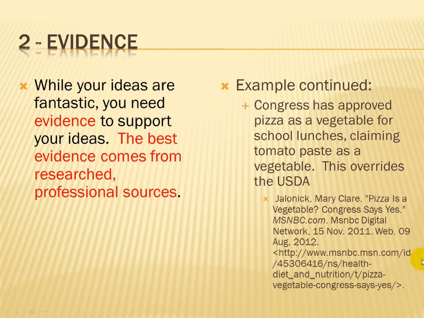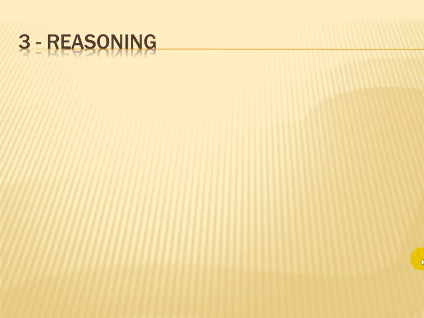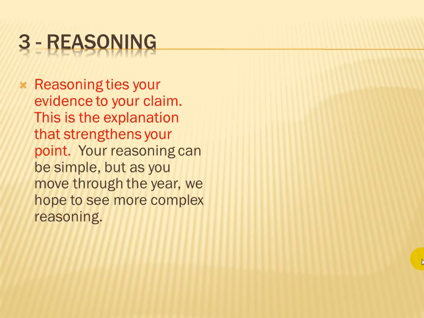So that evidence, though, all comes together when we look at the third piece of the argument. This, in my mind, is one of the more important pieces. Every piece is important, but you definitely need the third piece to tie it all together, and that's your reasoning. So we make our claim, we have our evidence to support our claim, and then we have the reasoning. Reasoning ties your evidence to your claim. It's the explanation that strengthens your point. Your reasoning can be simple, but as you move through the year, we hope to see more complex reasoning.